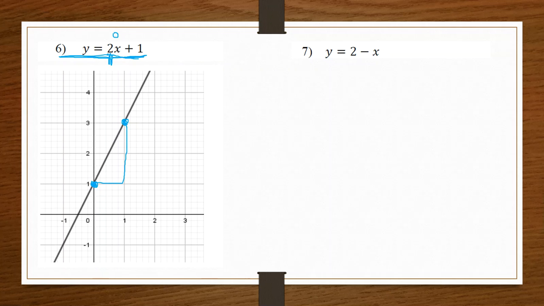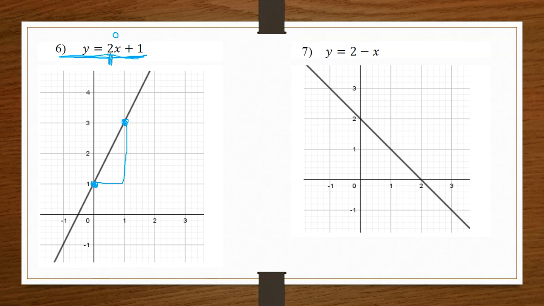Question 7, pause and play. Crosses at 2. We know that because of this number. Minus 1. As we go across 1, we go down 1. And draw the line in between.